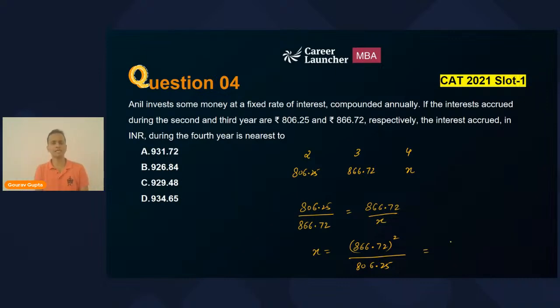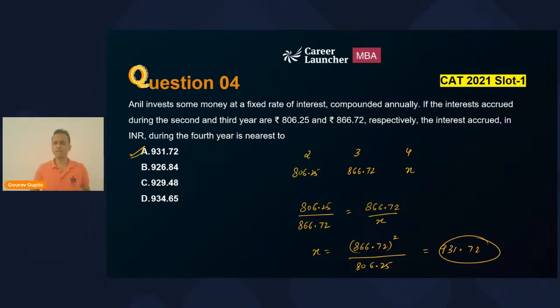अब इस calculation को करने के लिए कितना time लगेगा? We have the calculator, we have the on-screen calculator. So I'm using the calculator. 866.72 multiply 866.72 divided by 806.25. Okay, so one second, 806.25. So it is 931.72. 931.72. Exactly यही आंसर आया है. Option A is correct. Okay, fine.